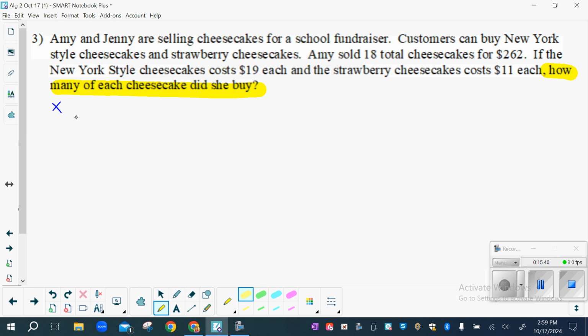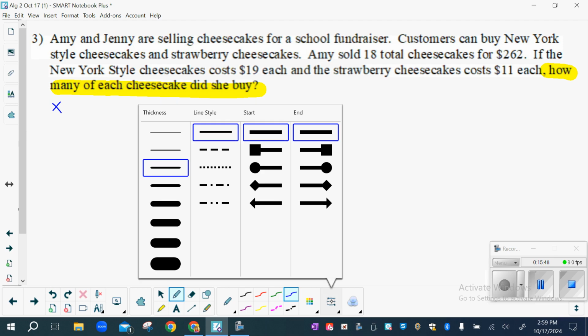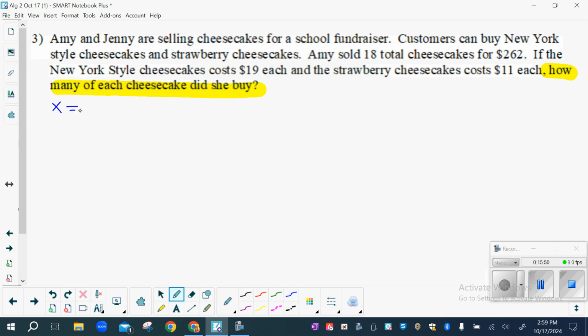No. So X equals the number of New York cheesecake, and Y is equal to the number of strawberry cheesecake.